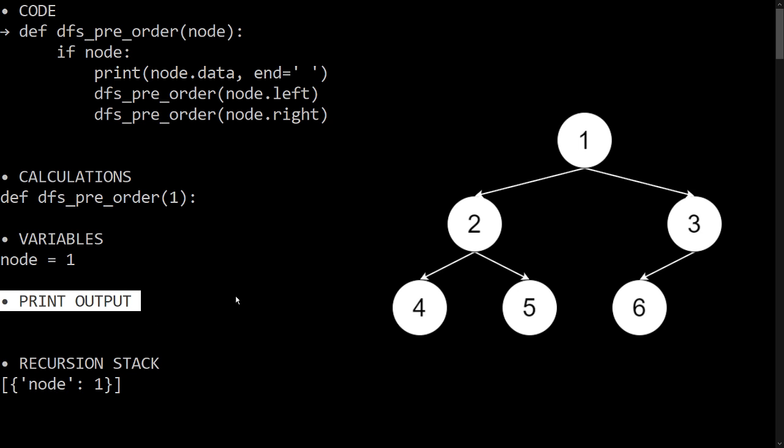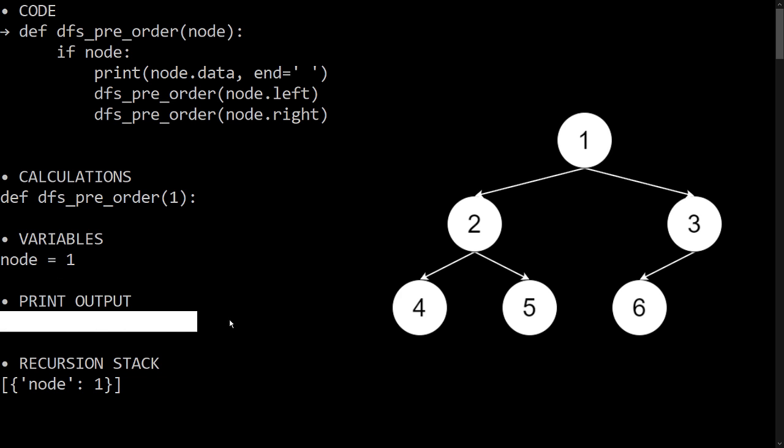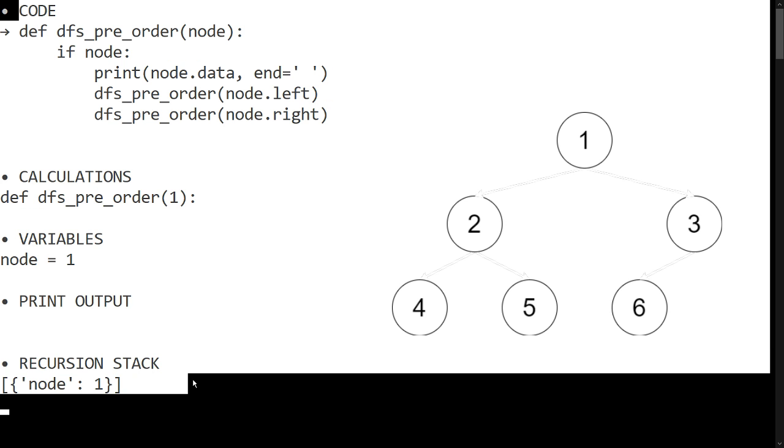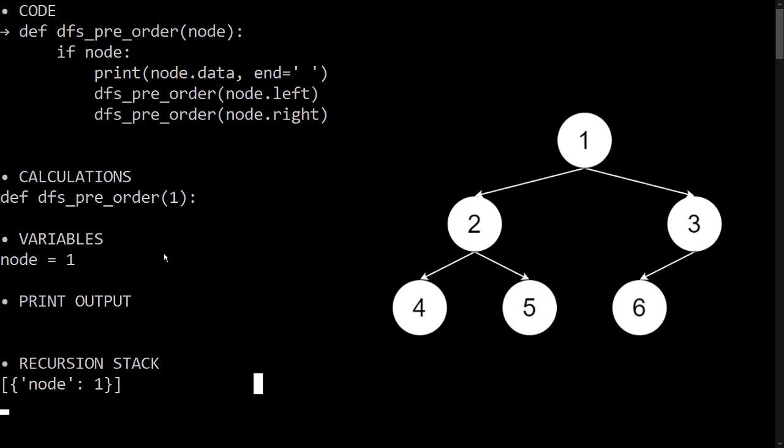And this is the print output. As we are printing something over here inside our code, we need to have a separate area for printing because we are using the console for printing all this debugging stuff. So the print output will be displayed over here, and the recursion stack. As this code is recursive, it will be helpful if we visualize the recursion stack as well, like the order in which the recursive function is executed.